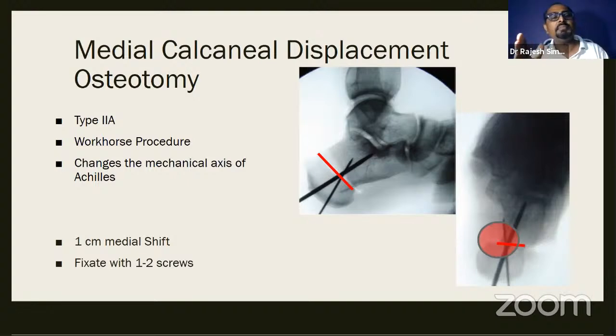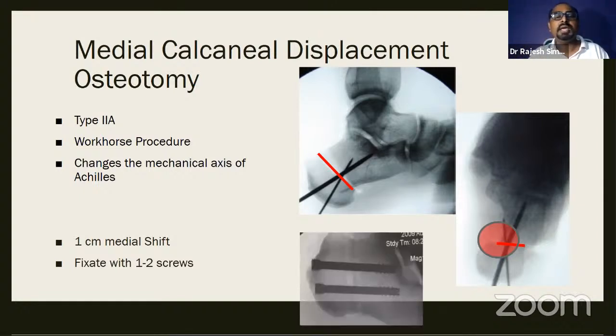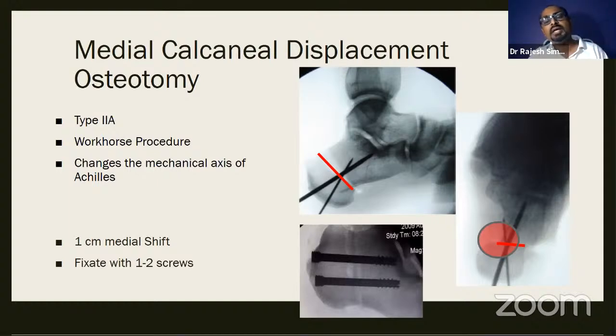You shift the calcaneal body medially, and you change the mechanical axis of the Achilles, and that helps in recreating the arch by decreasing the valgus deformity. Then you fix this with a screw, and that is what is called the medial calcaneal displacement osteotomy, one of the workhorse procedures when you do a surgical intervention in stage 2. Here the deformity is supple or the joints are not involved, and that is where you do the osteotomy.